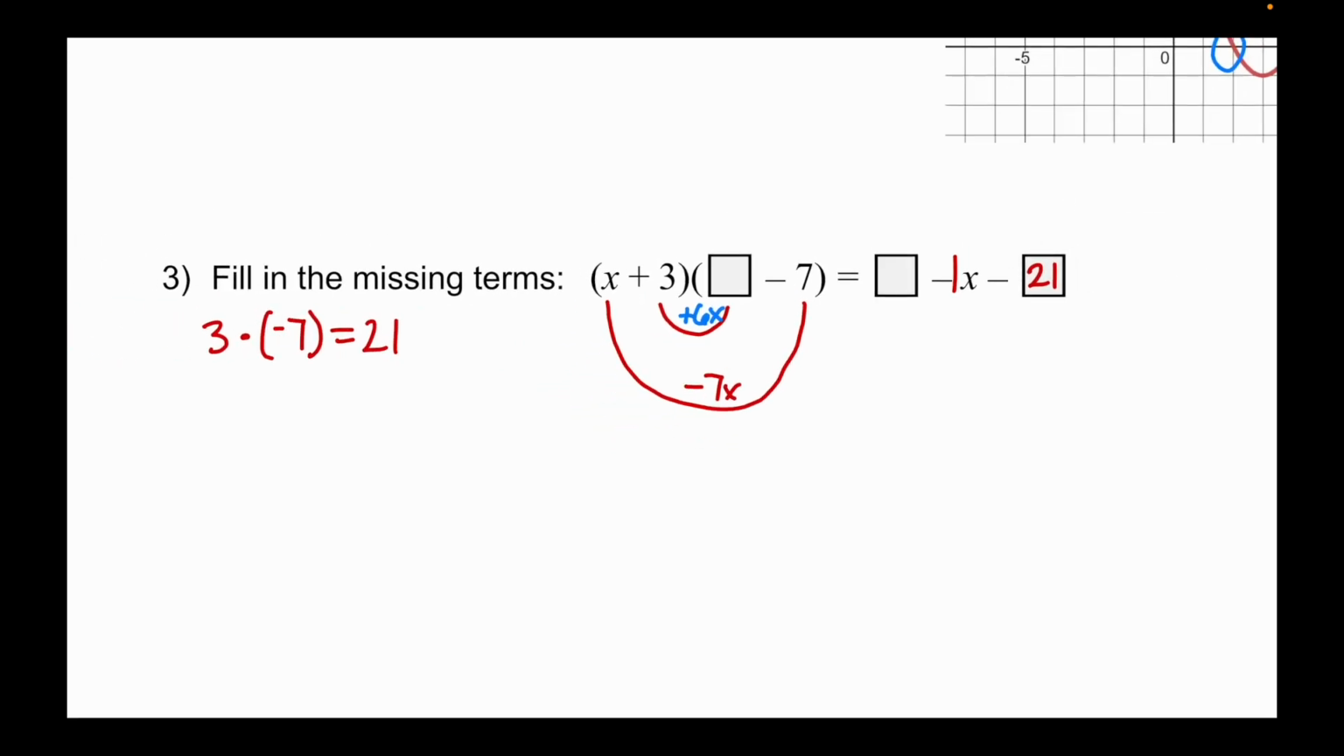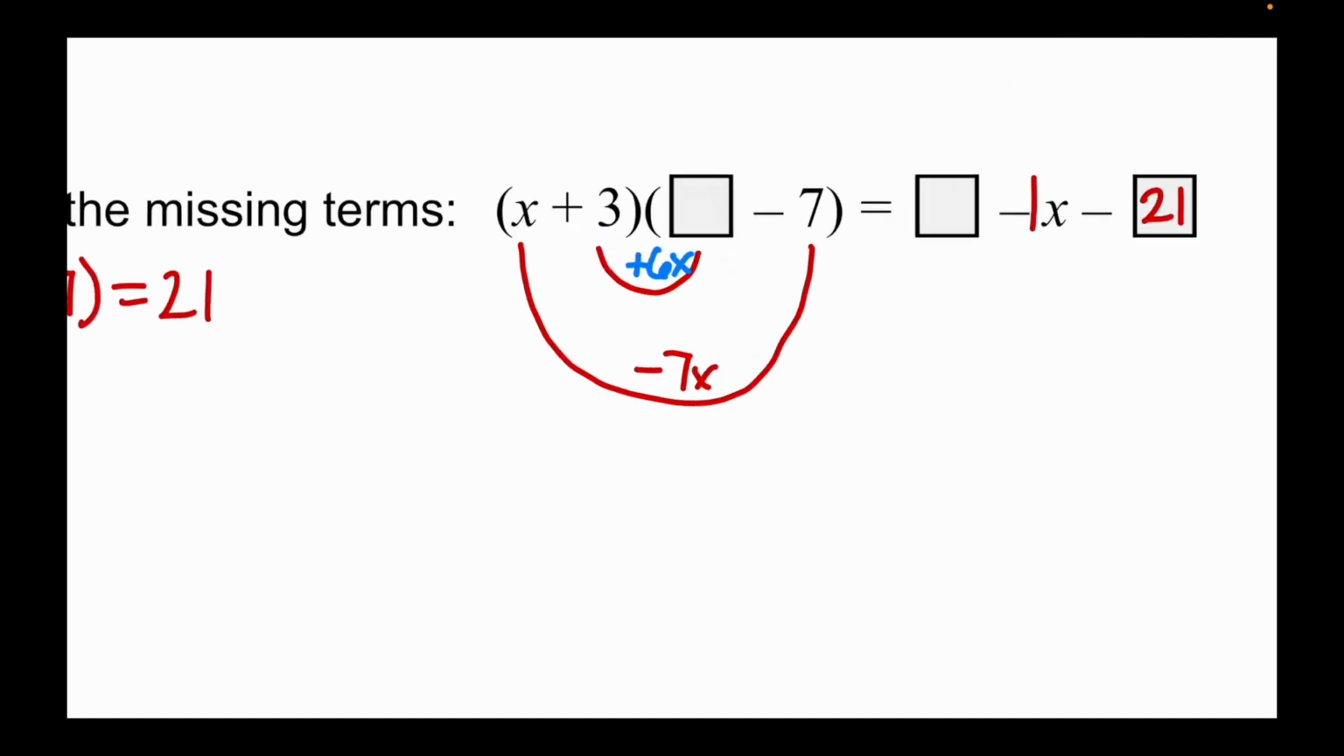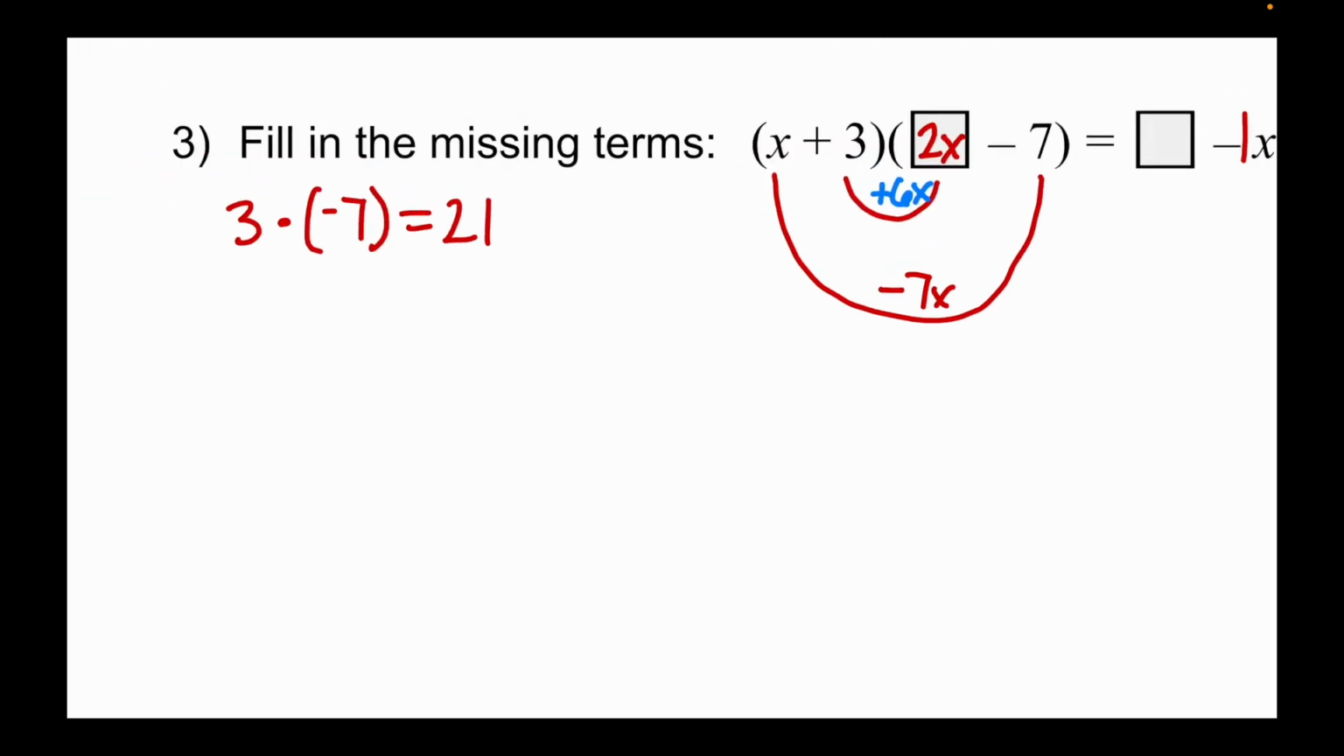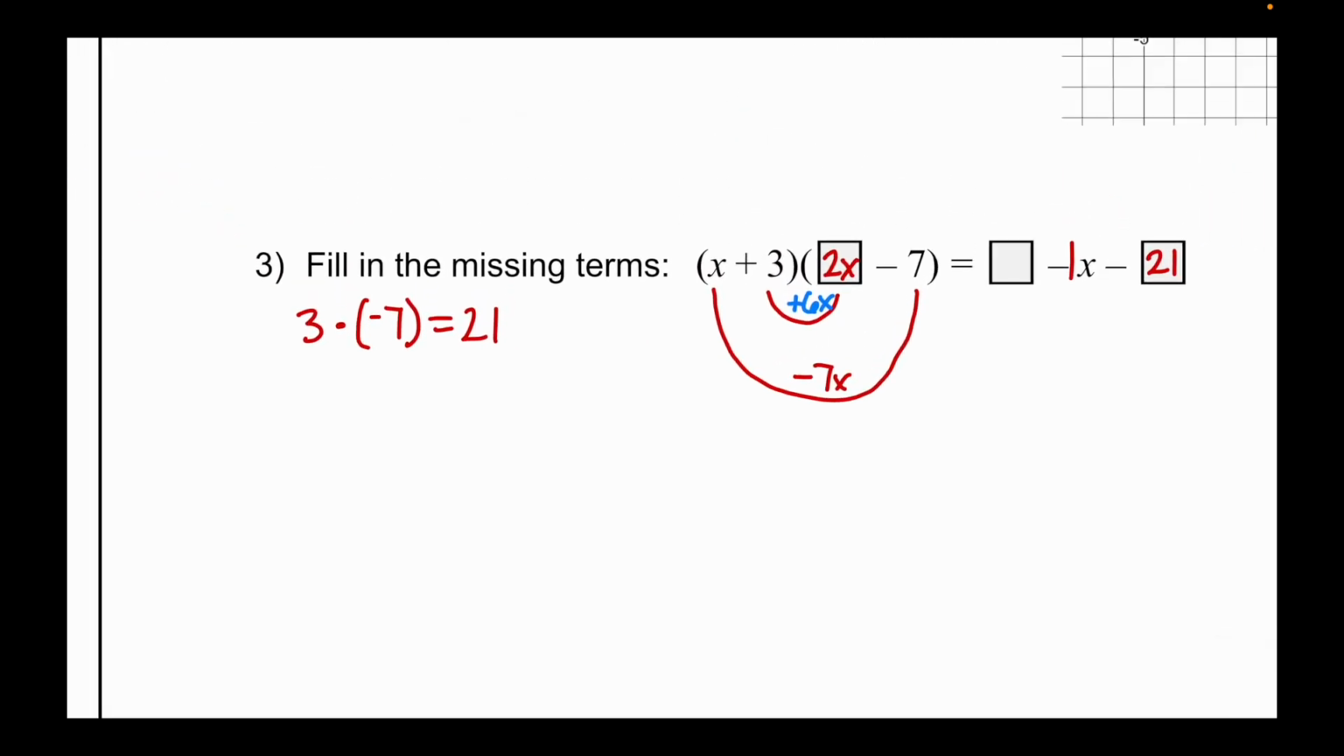And in order to make plus 6, we have to multiply these two. So that means this box right here should be 2x. So for this second part, we were using the idea that -7x plus 6x equals the -1x, and that this was created by 3 times 2x.